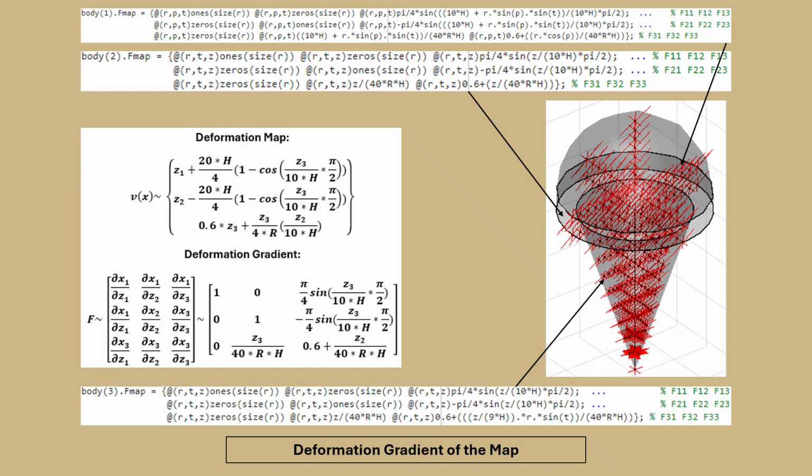In this slide, we're going to walk through my deformation map and then also my deformation gradient. So as you can see up here, we have the deformation gradient of my hemisphere, the deformation gradient of my cylinder, and the deformation gradient of the upright cone. And then here is the generic piece of the map, and then also the deformation gradient solved out.